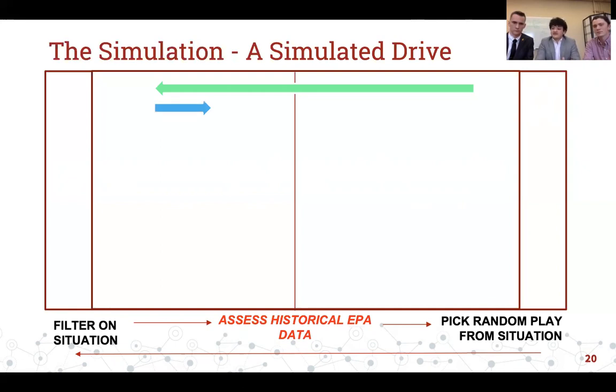From there, it assesses the historical EPA data like we just talked about based on the situation we're in, makes a pass or run call, and then picks a random play from either the passes or runs depending on the decision it made. We then reassess our situation, call another play. This process continues until the drive ends, either via fourth down, safety, interception, or fumble, or of course, a touchdown.